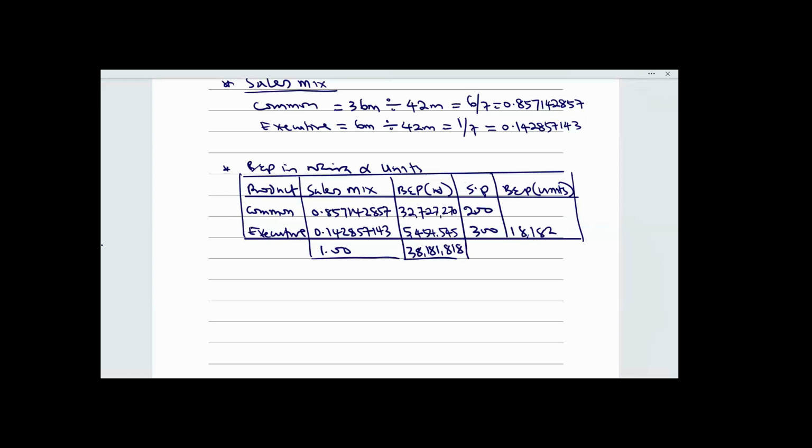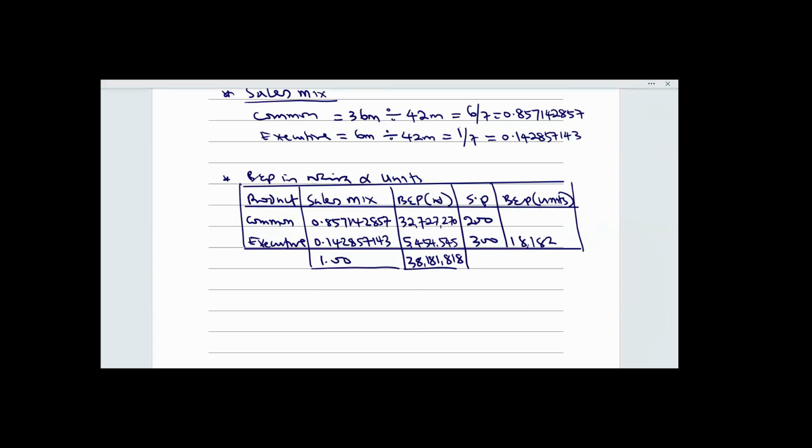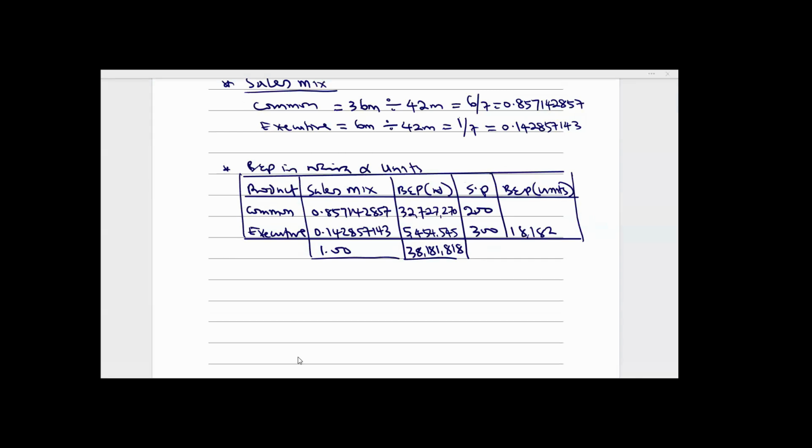It's not correct. Your answer is not correct. It should balance. When you add the two together, it's not equal to 38,181,818. So it should be 0.857142, 857, 857 multiplied by 38,181,818. That should give you, okay, sorry, 32,727,272, yeah.